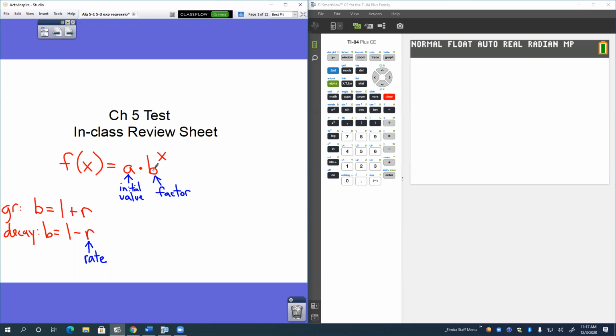Then you're multiplying by your factor, whether it's a growth factor or decay factor. Your b value is your factor, and then it's to the x power. Remember that most of the time you will have to find the rate. If it's growth, your factor equals 1 plus your rate. If it's decay, your factor equals 1 minus your rate. The rate is normally as a decimal, but it could be as a percent also. Sometimes you have to convert back and forth depending on what the question is asking you for.